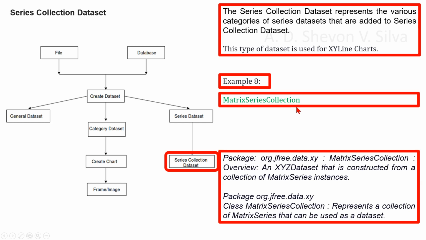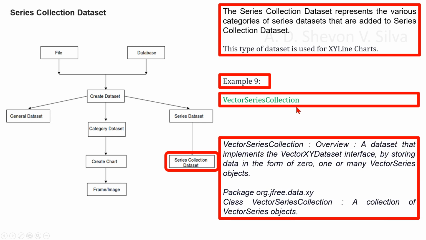Overview in MatrixSeriesCollection in package org.jfree.data.xy. An XYZ dataset that is constructed from a collection of MatrixSeries instances. Class MatrixSeriesCollection in package org.jfree.data.xy represents a collection of MatrixSeries that can be used as a dataset. Overview in VectorSeriesCollection, a dataset that implements the VectorXYDataset interface by storing data in the form of 0, 1 or many VectorSeries objects. Class VectorSeriesCollection in package org.jfree.data.xy, a collection of VectorSeries objects.